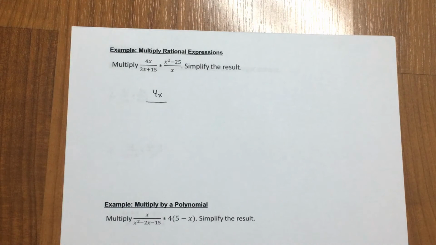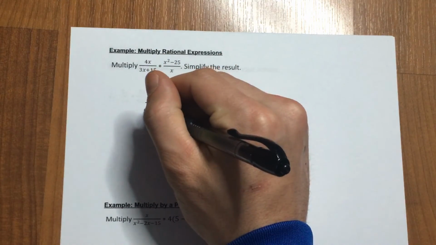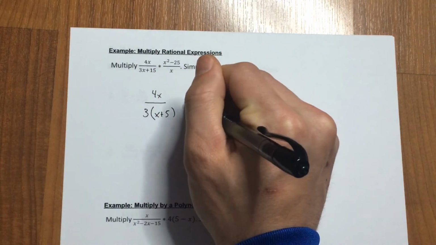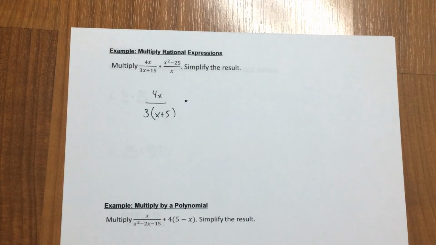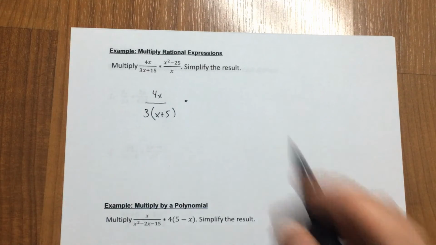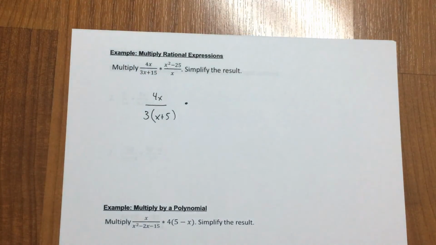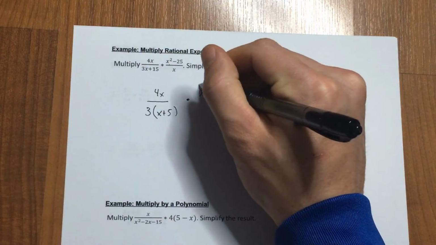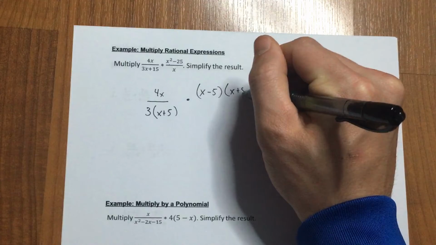Well, how can I factor that? They have a GCF. Let's factor out the GCF. We can write that as 3 times x plus 5. x squared minus 25, we can factor that as well. That's a difference of two squares. x squared is a perfect square. 25 is a perfect square. Difference of squares is x minus 5 and then x plus 5.